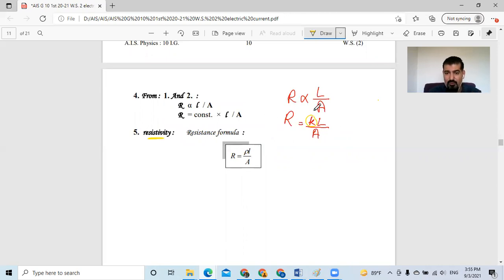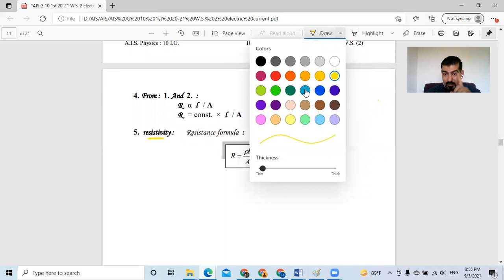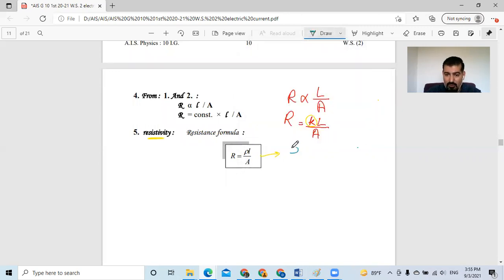No, I'm talking about this formula, this relationship. Now if I want to make rho the subject of the formula, which is now in our syllabus, look here: rho is equal to RA over L. I make it the subject of the formula: resistance of the wire multiplied by the cross-section area of the wire divided by the length of the wire.